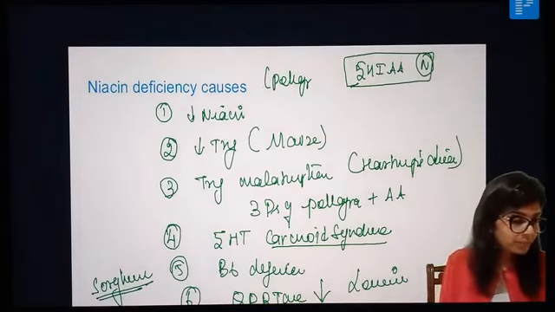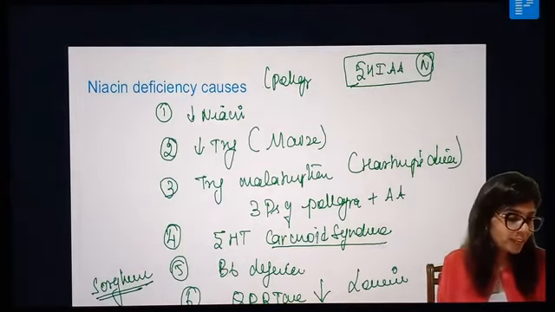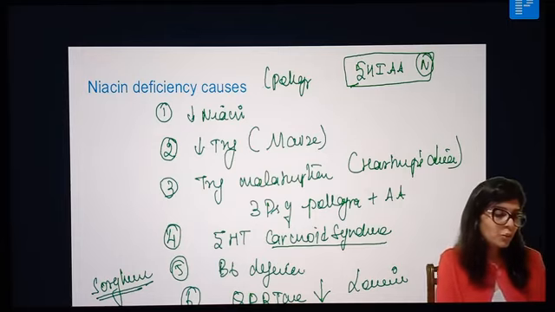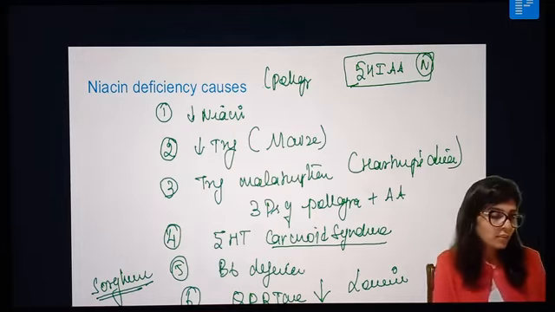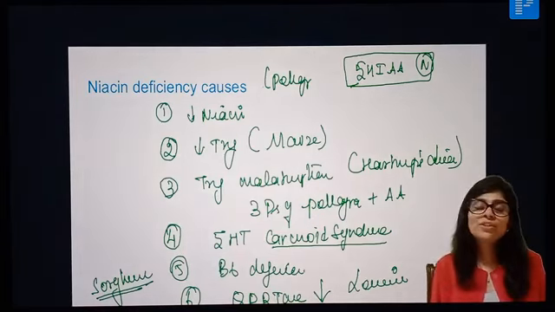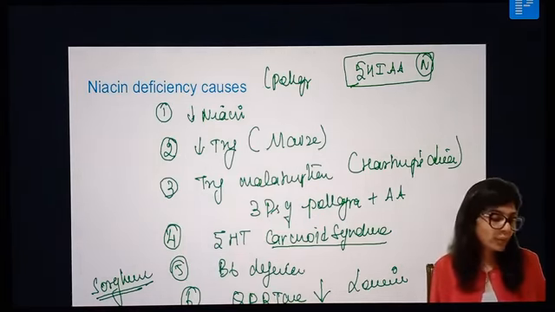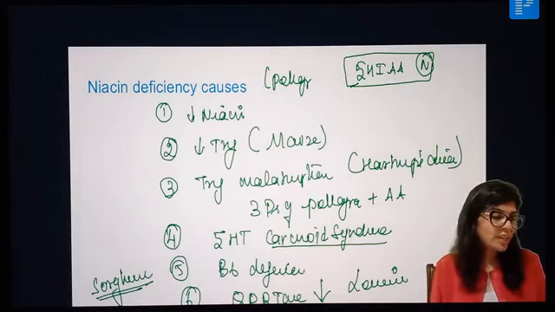Are you all clear? Yes, 5-HIAA is elevated in carcinoid syndrome, Pratiksha. So carcinoid syndrome can be excluded by estimating urinary 5-HIAA.